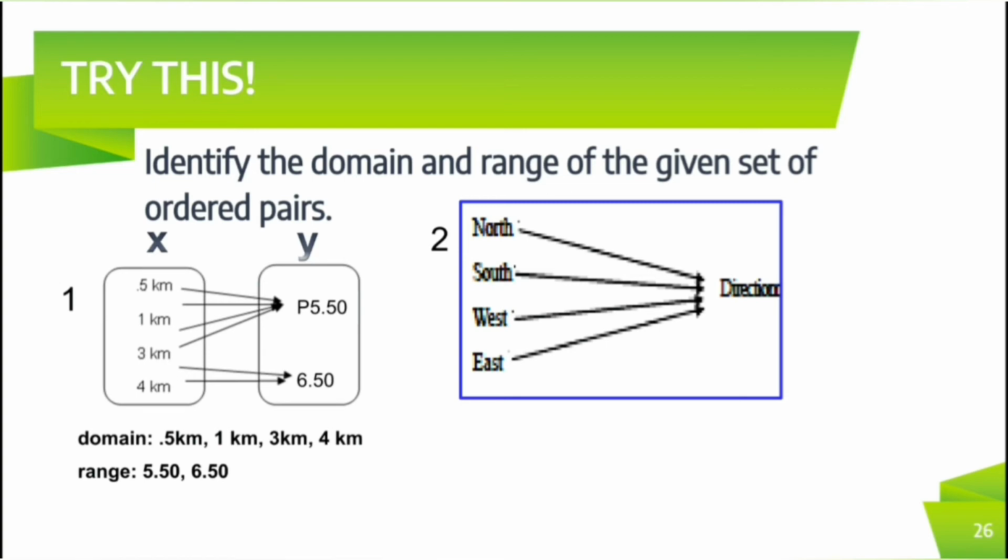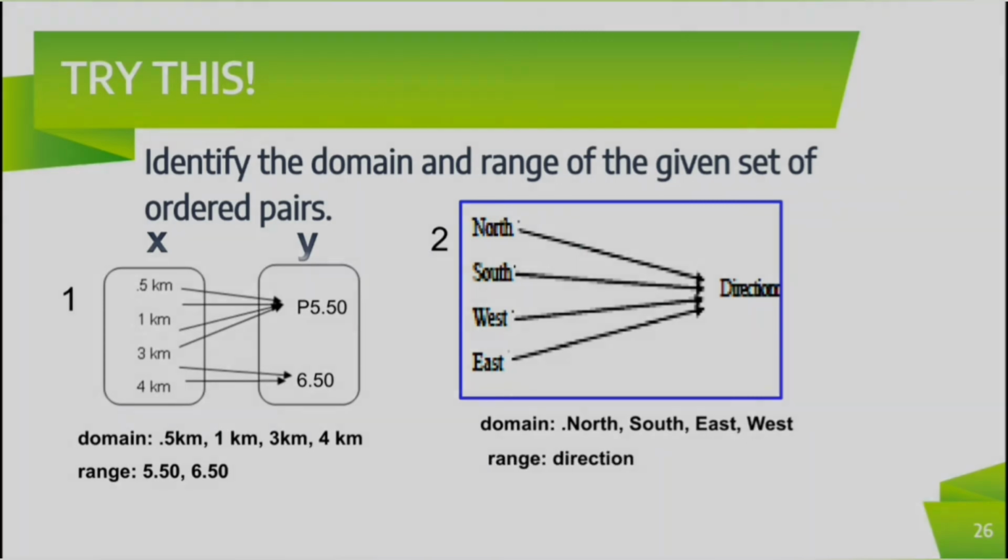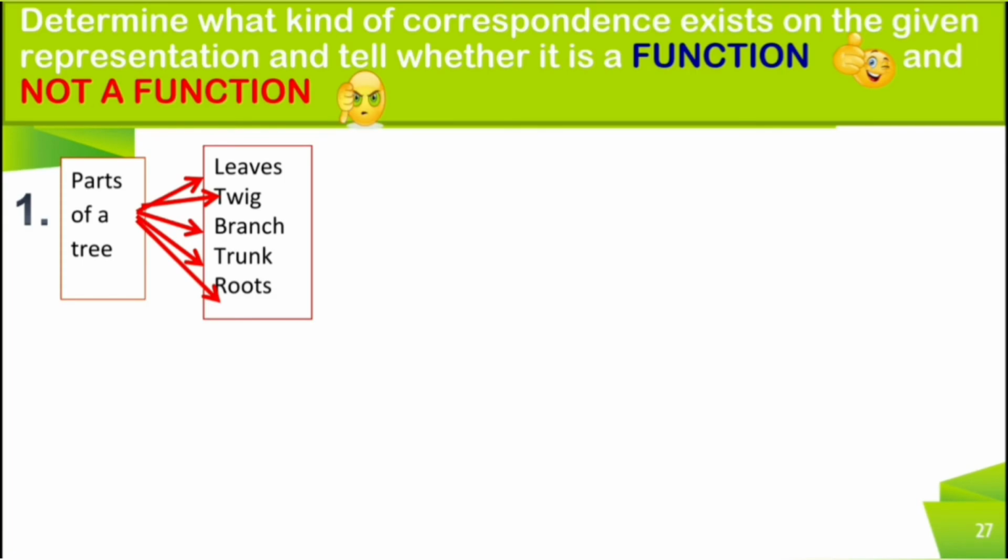Number 2 example is, what are the domain? That's correct. North, south, east, and west. And the range are, ito po yung direction. Subukan pa po natin ito.